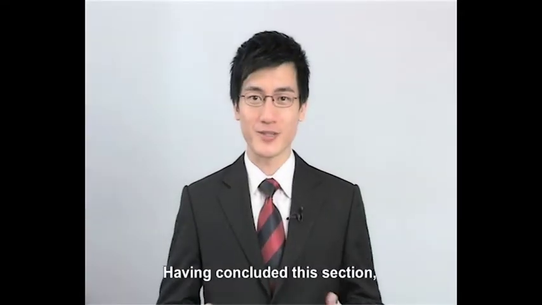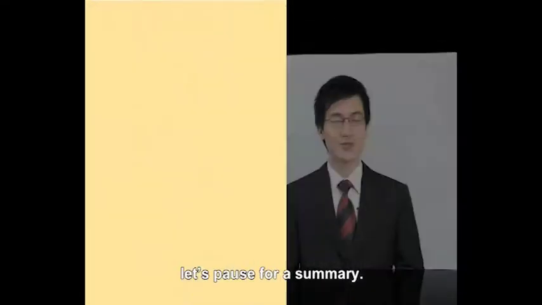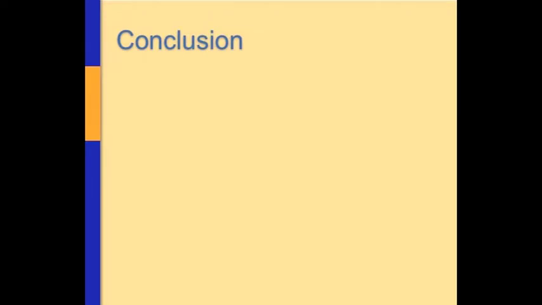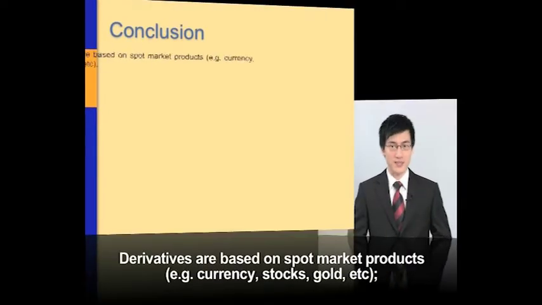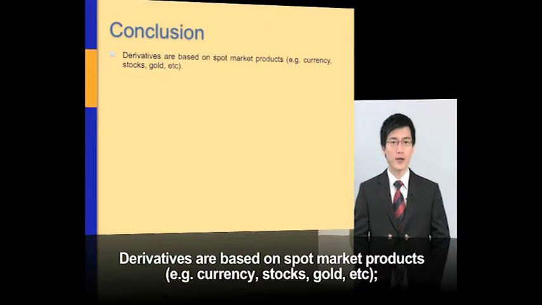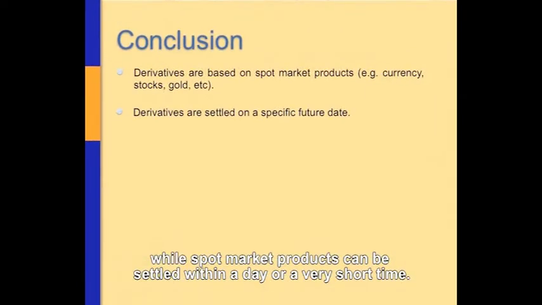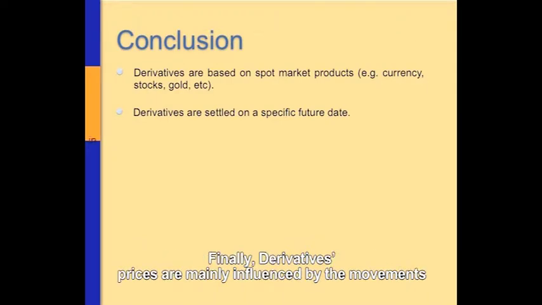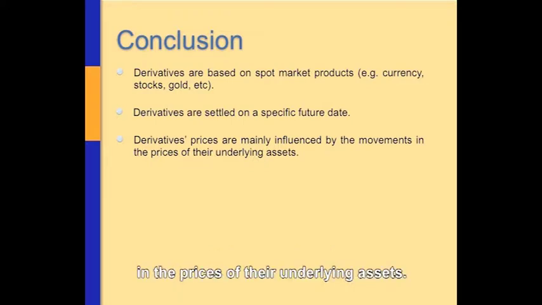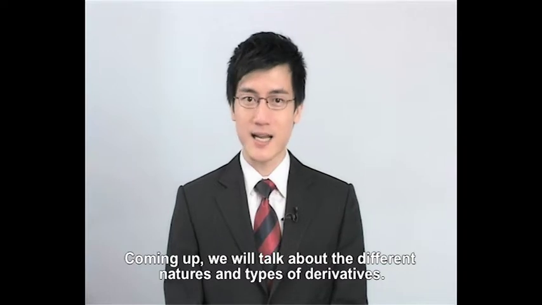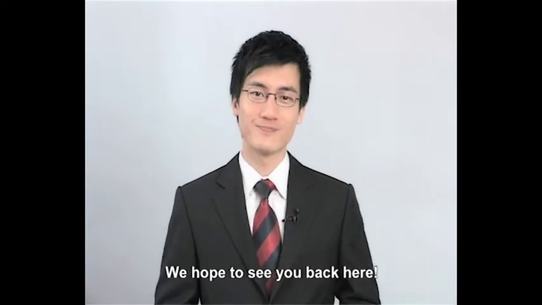Having concluded this section, let's pause for a summary. Derivatives are based on spot market products. For example, currency, stocks, gold, etc. Derivatives are settled on a specific future date, while spot market products can be settled within a day or a very short time. Finally, derivatives prices are mainly influenced by the movements in the price of their underlying assets. Coming up, we will talk about the different natures and types of derivatives. We hope to see you back here.